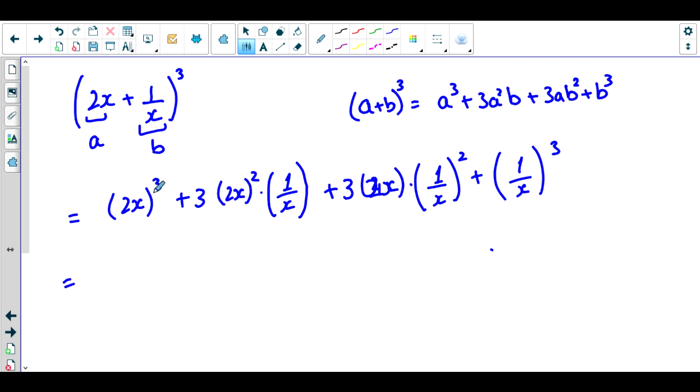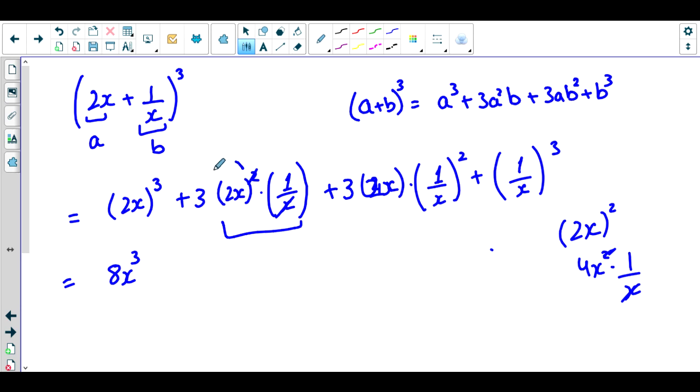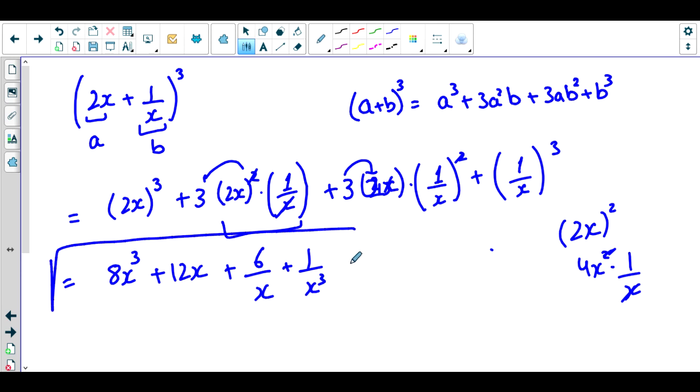Now let's open the brackets. 2 cube is 8, x cube is x cube, so we get here 8x cube. This is 2x square, this is 1 over x, so x cancels one power of the square. But this square is for both, like 2x whole square, so you get 4x square. 4x square into 1 over x, x cancels with x, we are left with 4x. And with 3 times, that becomes 12x. Similarly here, we had 2x, this is 1 over x square, so x will cancel one power. What's left? 3 twos are 6, you have 6 over x. And this is 1 over x cube, so we can write it 1 over x cube like this. This is our final answer.